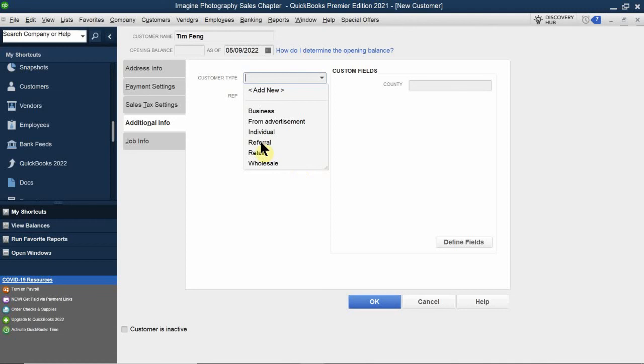Maybe they were sent by someone else, right? And if you have this information on there, then you can maybe give them a discount because they were referred. But in this case, he's just a regular business individual, okay? And who's their sales representative?